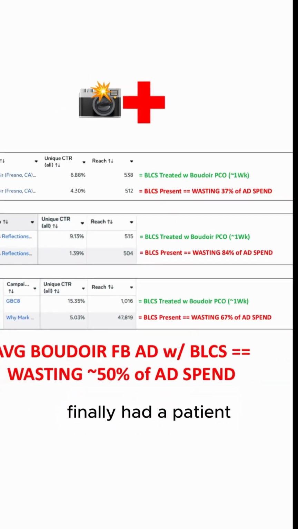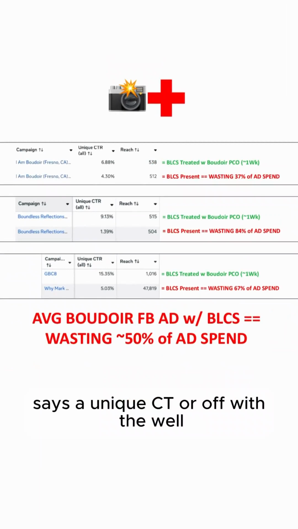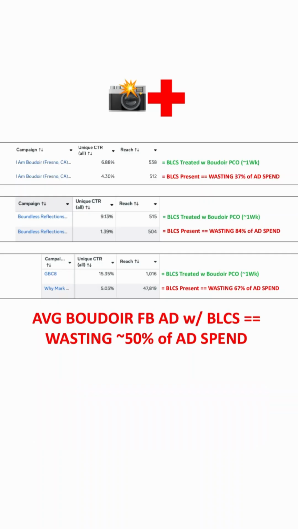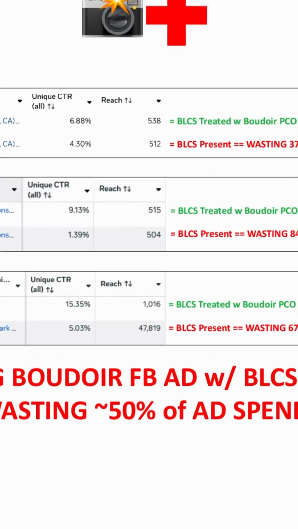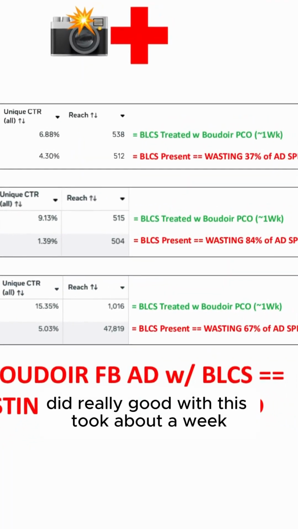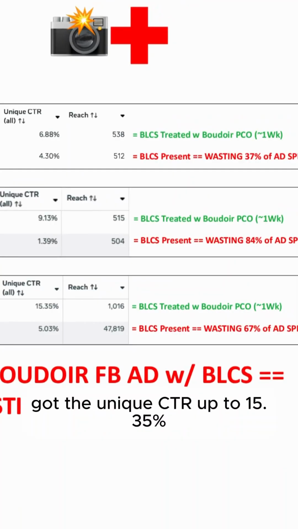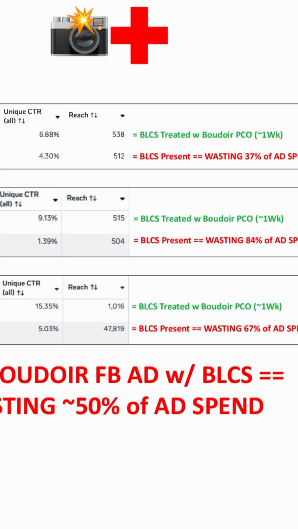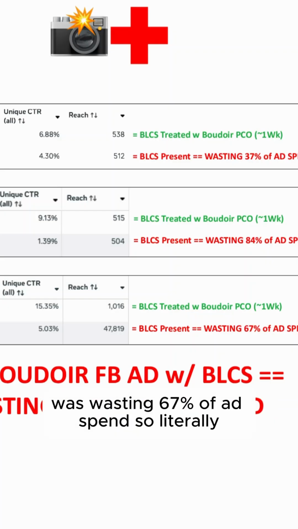Finally, had a patient whose unique CTR of his Boudoir Facebook ads is 5.03%. So we know that BLCS is present. When unique CTR is under 6%, that's Boudoir low click syndrome. So we treated this one with Boudoir Pico as well. Did really good with this. Took about a week. Got the unique CTR up to 15.35%. So we found out the original Boudoir Facebook ad was wasting 67% of ad spend.